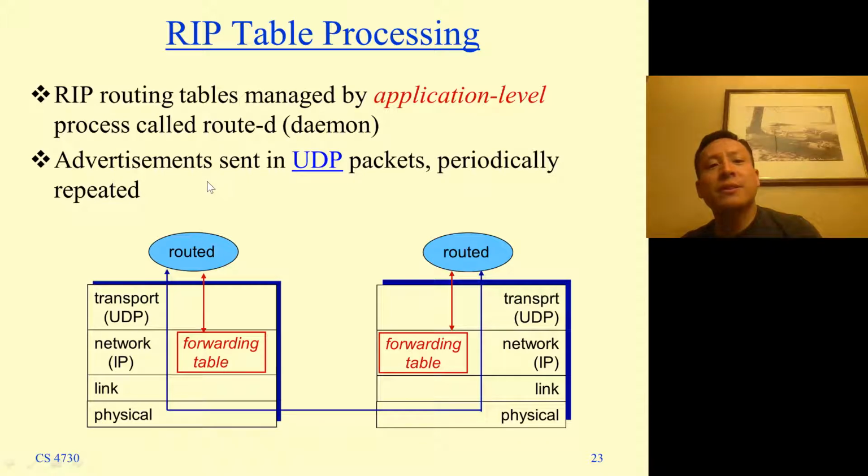And for the advertisement, because they are applications, right? You have to decide to use UDP or TCP. So in RIP, you use UDP, right? And periodically send this advertisement to each other, right? So this routed is actually exchanging. It runs this routing.